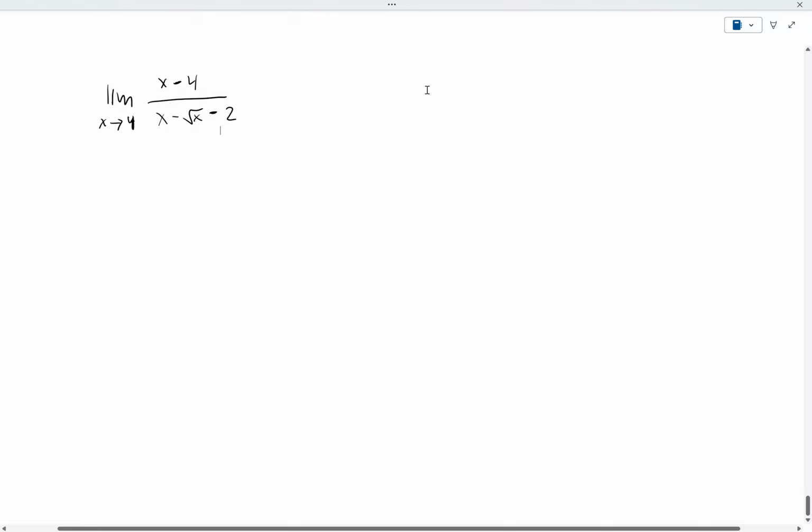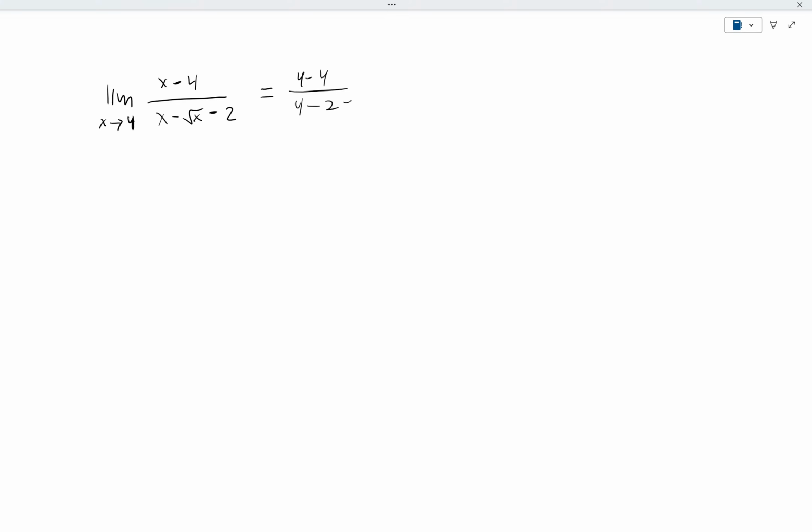In this video we're going to be solving a limit. So we're looking at the limit as x goes to 4 of (x minus 4) all over (x minus the root of x minus 2). So let's just try to solve this limit with direct substitution and see what we get. So we plug in 4, we get 4 minus 4 all over 4 minus 2 minus 2. So we get 0 over 0. And that's an indeterminate form.